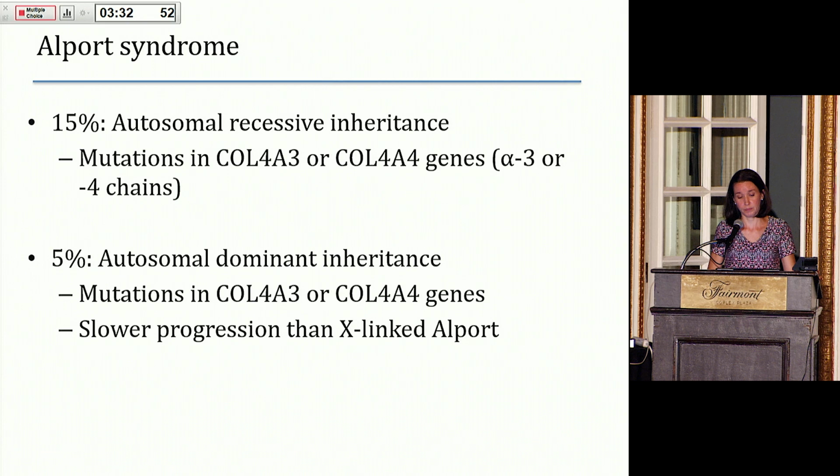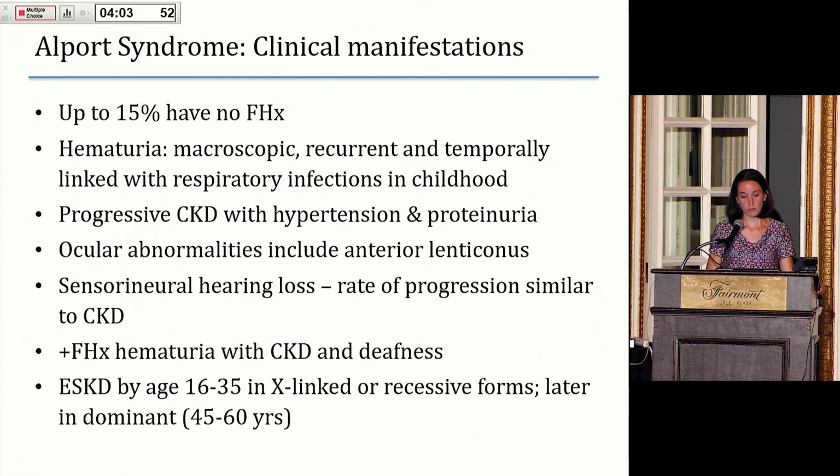15% of Alports will be autosomal recessive types, and these are mutations in the COL4A3 and A4 genes, and then 5% of Alport are an autosomal dominant type, which are also abnormalities affecting the alpha-3 and alpha-4 chains, but this dominant type is a less rapidly progressive clinical phenotype than the recessive or the X-linked. So up to 15% will have no family history.